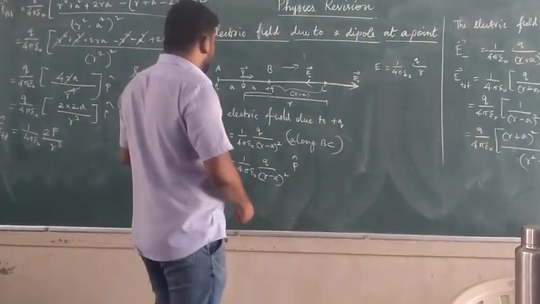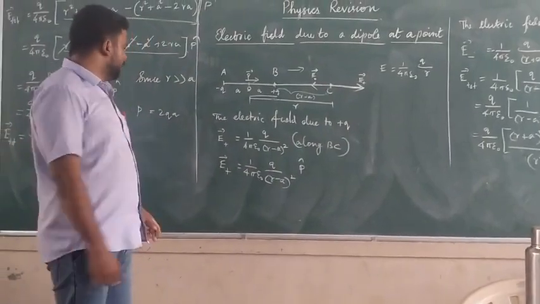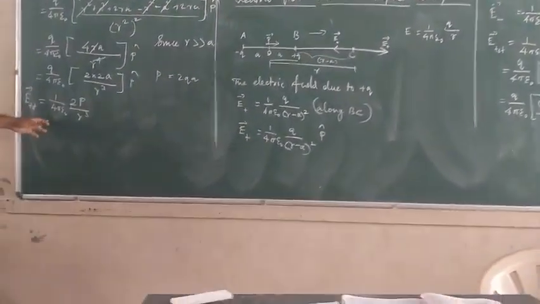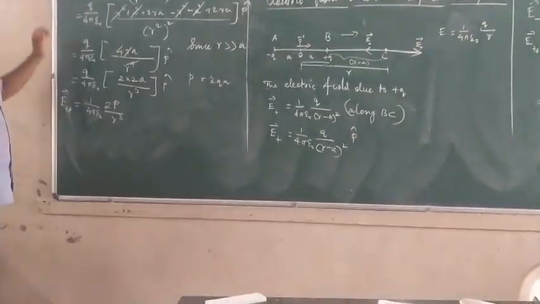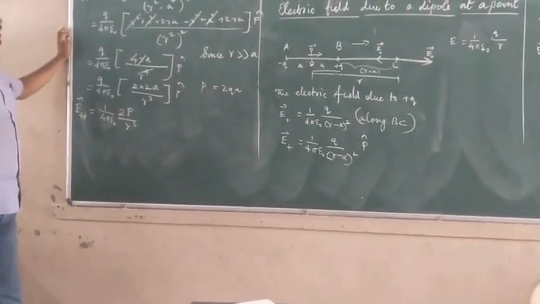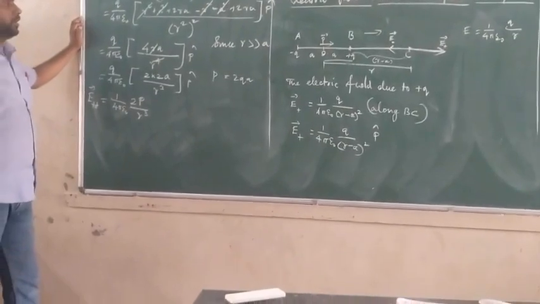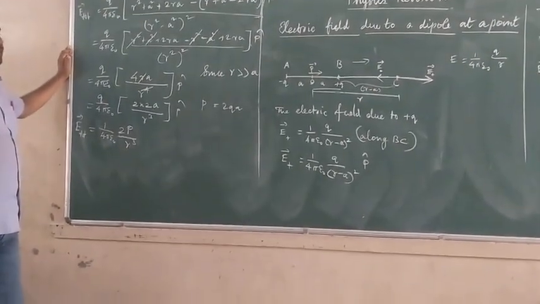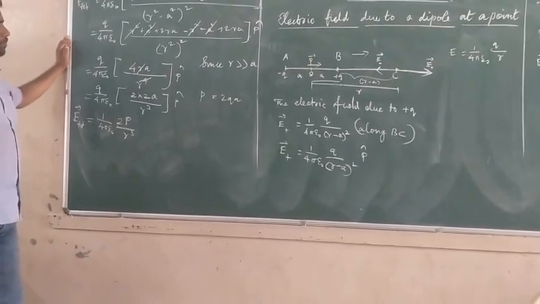So this is the total electric field produced by the two charges at the point C. It is a very important topic. So study.